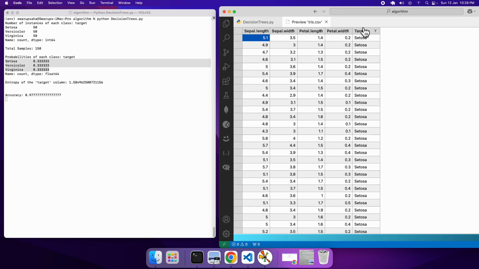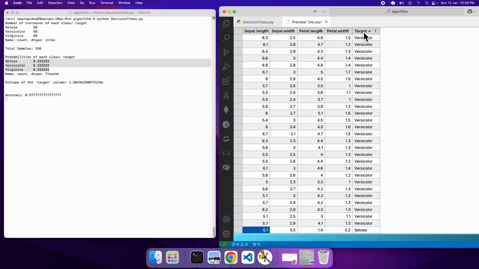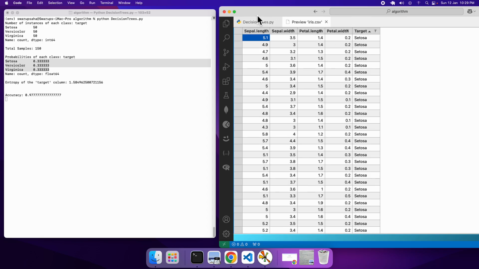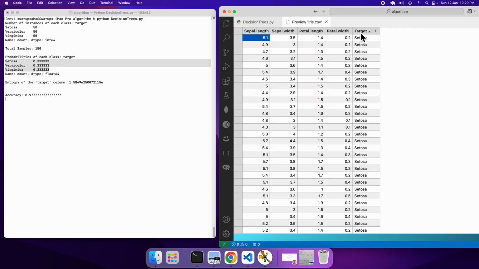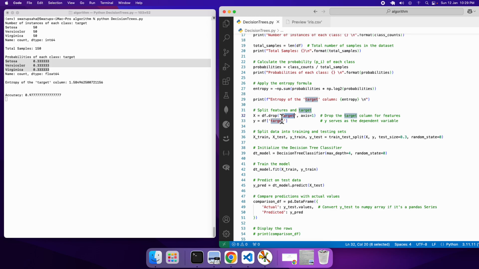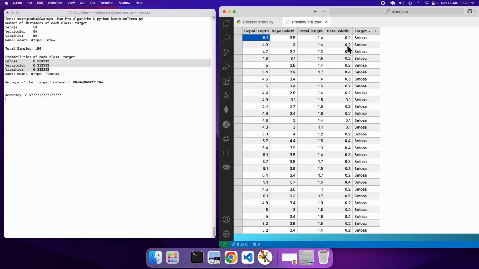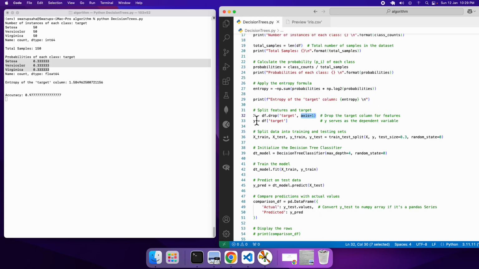That means you are discarding this particular column, the target column. So I said drop; target is the name of the feature, and you are discarding it at the column level. This particular column is not included inside X. If you print the value of X, you would see that these 4 features are there. That's what I have mentioned over here.